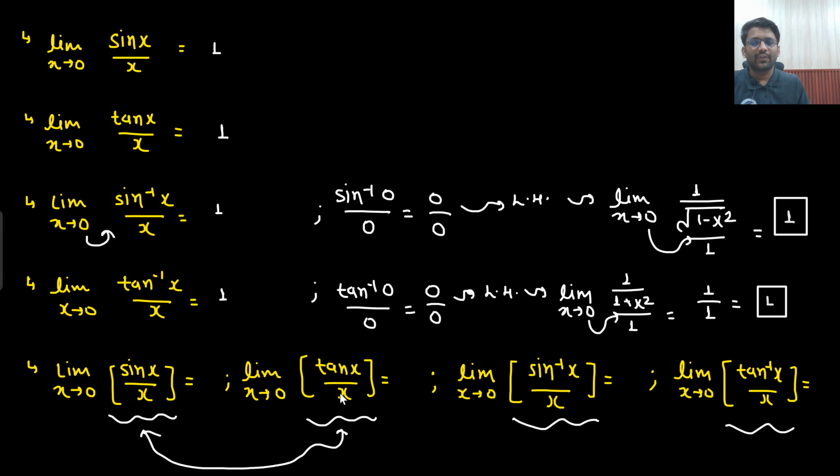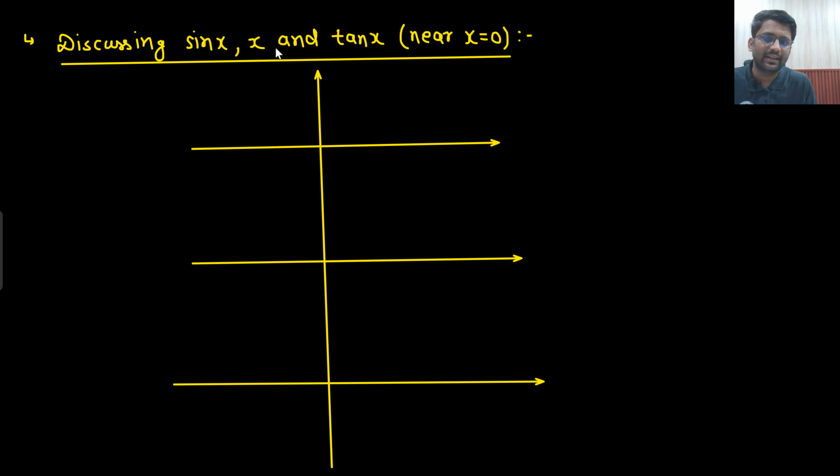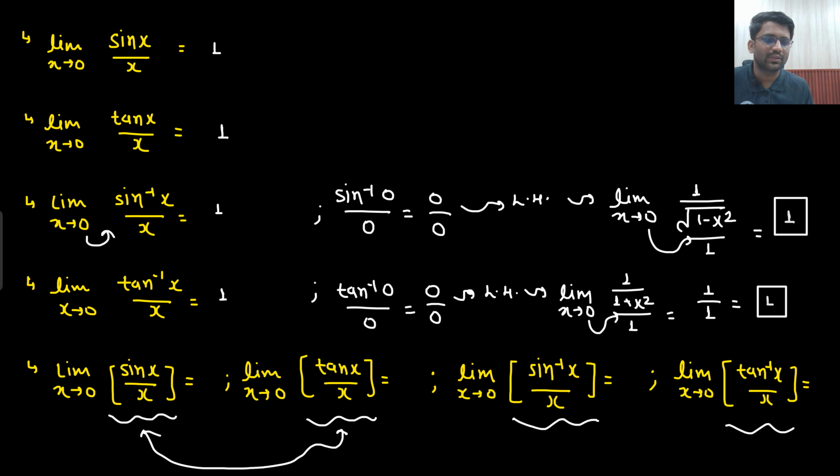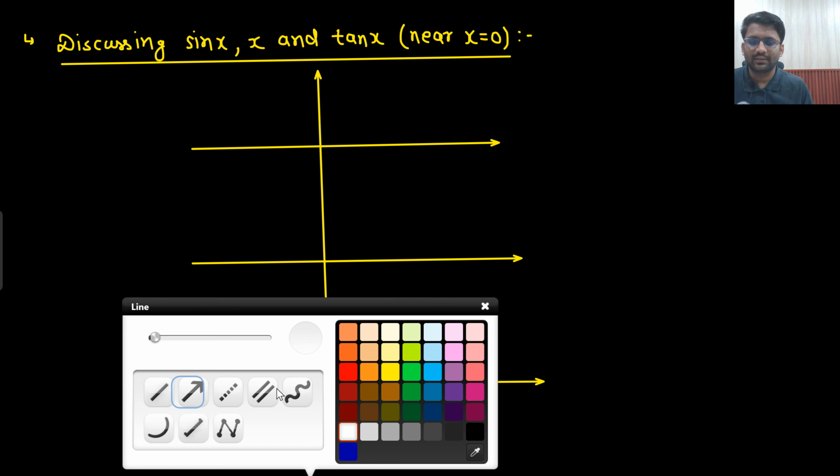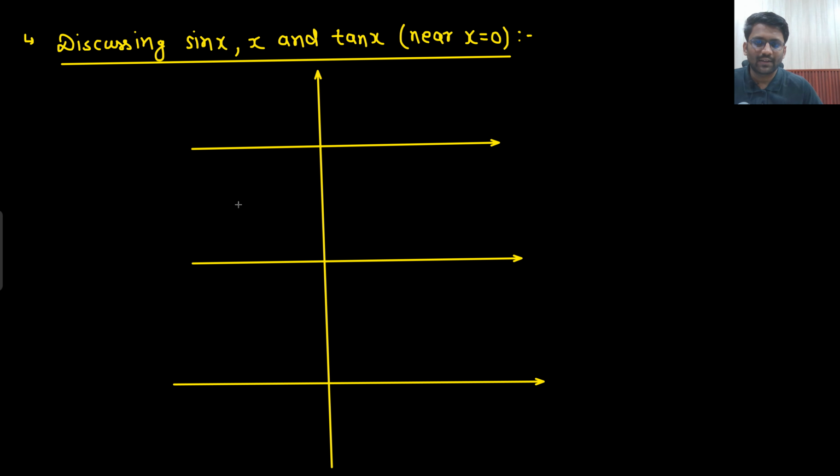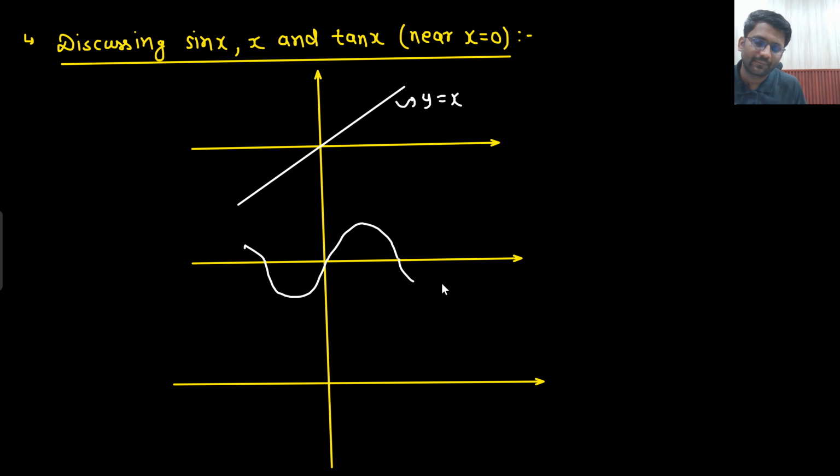Let's draw the graph of sin x, tan x and x. I am discussing sin x, x and tan x near to x equals to 0. So this is the graph of y equals to x. This is the graph of sin x, and surely it will keep on going in that manner.